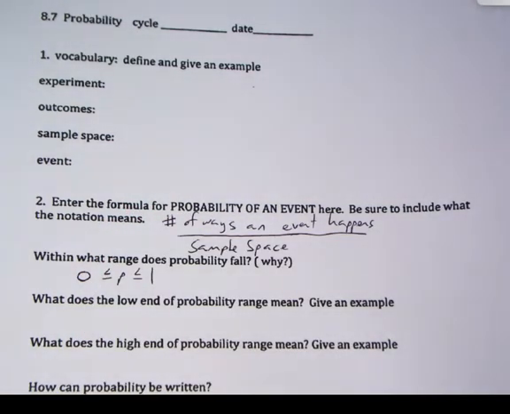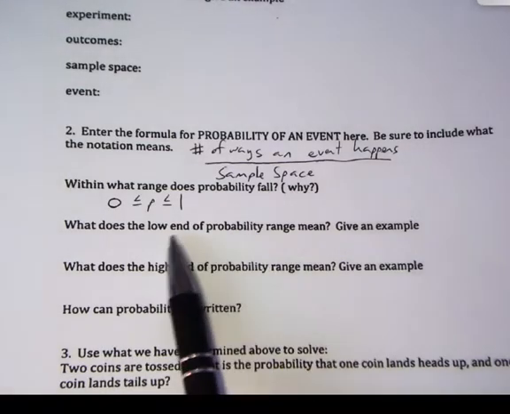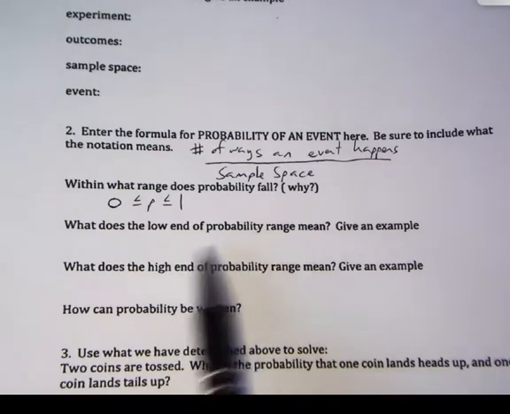I'm going to talk about how we can write the numbers here in just a second, but we say it falls from 0 to 1. There could be at most a 100% chance of something happening. If I say flip a coin, what's the probability you get a heads or a tails? Well, there's a 100% chance you're going to get a heads or a tails. Okay? Now, I'm going to skip these next two because I think you know what it means for there to be low probability and high probability. Like, not a good chance of it happening, high chance of it happening.